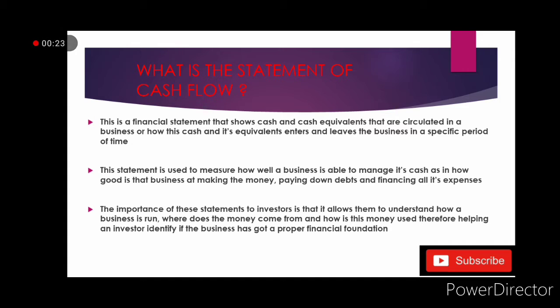So by all simple means, the statement of cash flow is simply a financial statement that shows how money flows or circulates, or basically all the transactions that involve cash in the business: how the money came in the first place, how the money was used, and how the money went out. So that is what the statement of cash flow teaches us. That is what the statement of cash flow shows us.